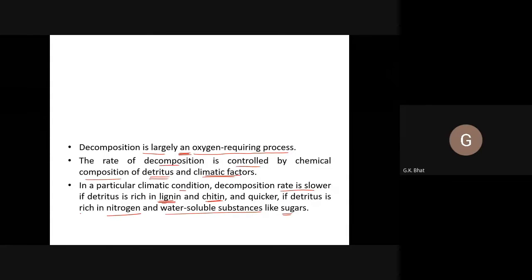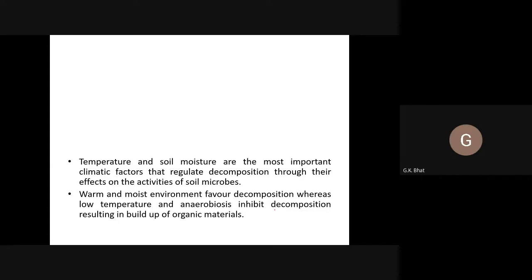Very important. Decomposition rate is slower if the plants are made up of lignin. You have heard about the woody material and all. Some of the insects' bodies are covered by chitin, and these always undergo decomposition slower. But if the detritus is rich in nitrogen and water-soluble substances like sugar, the decomposition rate is faster.